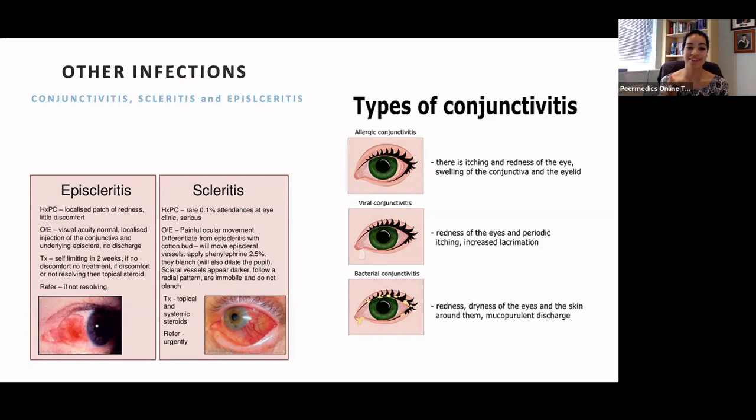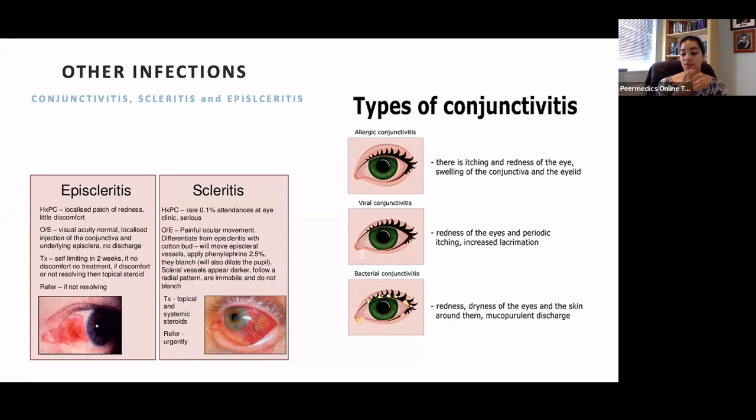Episcleritis is more painful, so that's a difficult one. Episcleritis can actually often be less painful than scleritis, partly just because there's less of the eye affected, I guess. So if we look at here compared to here. But obviously also pain is subjective, you know.